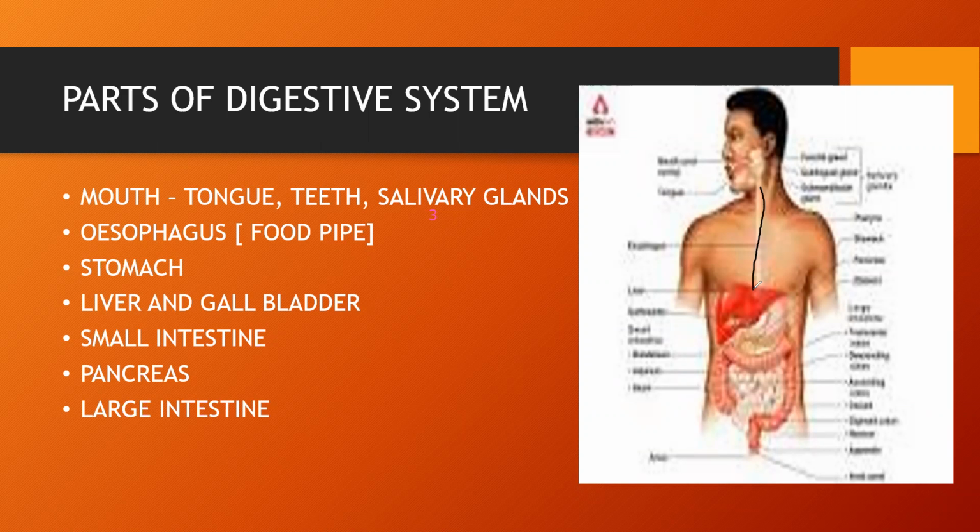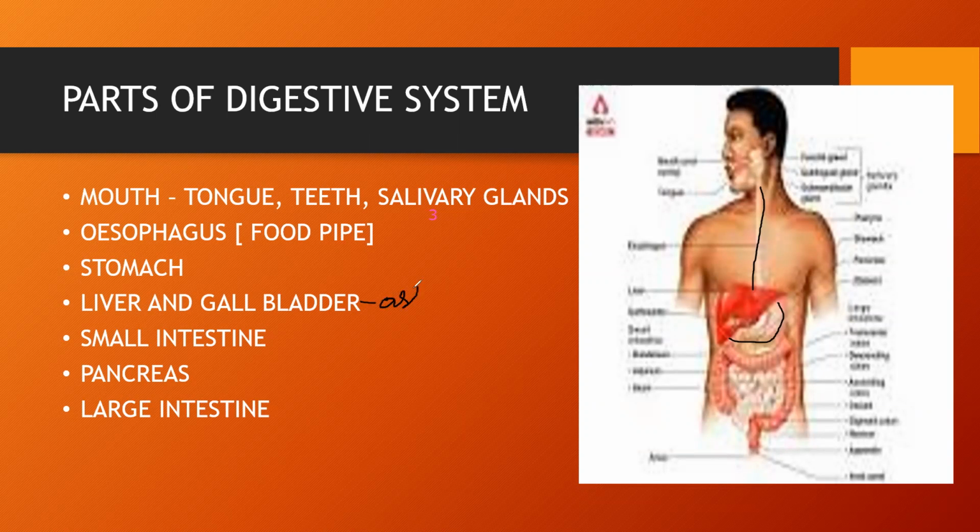Then stomach, it stores food. Everyone knows this is the stomach. J-shaped bag-like structure. Then your liver and gallbladder. Liver and gallbladder, they are not part of alimentary system, alimentary canal. They are your associated glands.